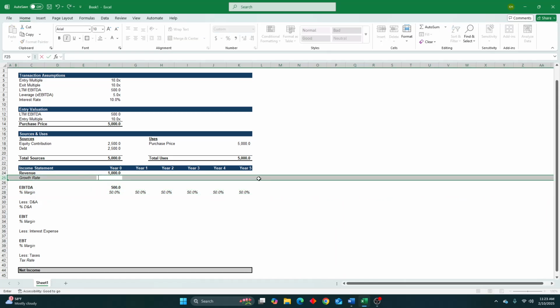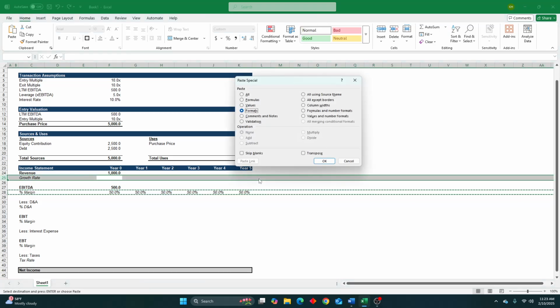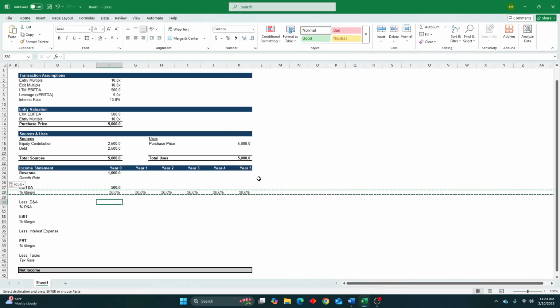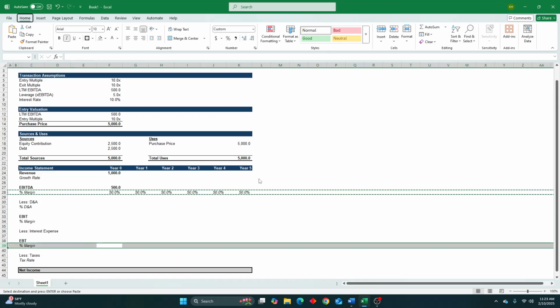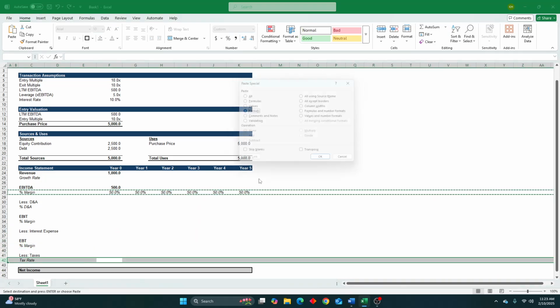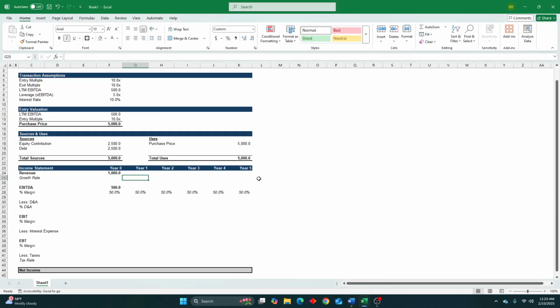And we'll just paste over this formatting. There we go. For all of the percentages that we're going to have. For our revenue growth rate, it's assumed that it is 10%. So we're going to have 10% as our revenue growth rate, and that'll stay the same throughout the entirety of the period.